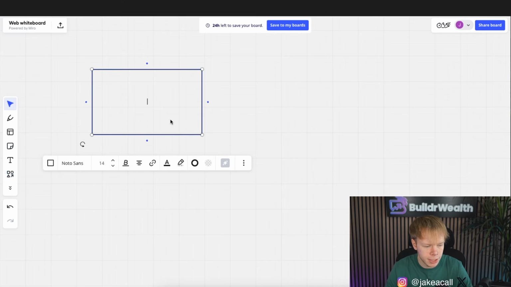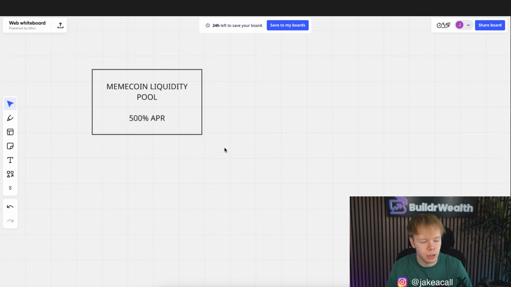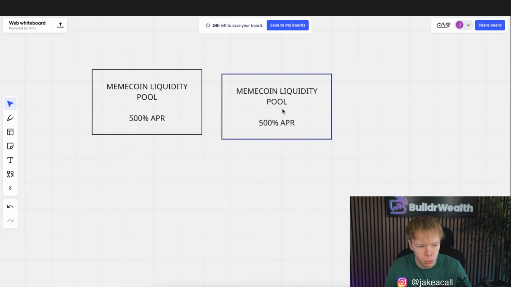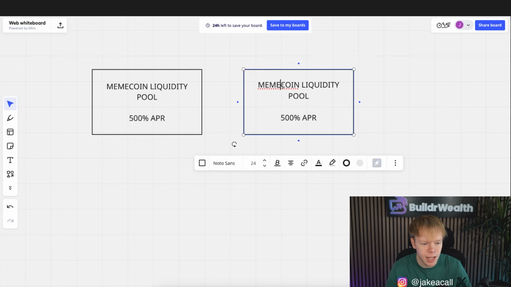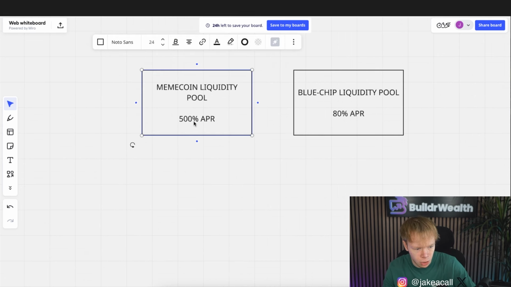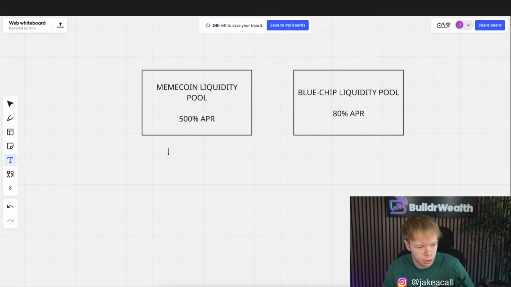So what that might look like in DeFi is you might have, let's just say, a meme coin liquidity pool. And this thing right here is doing a 500% APR. It's doing great. But you're taking inherently more risk in a 500% APR meme coin liquidity pool than you would be in, let's just say, a blue chip liquidity pool that might be doing an 80% APR. So risk-adjusted returns essentially adjust the return, the 500% APR, to see if it's really worth the risk. How much risk do you put in and how much return do you get out?